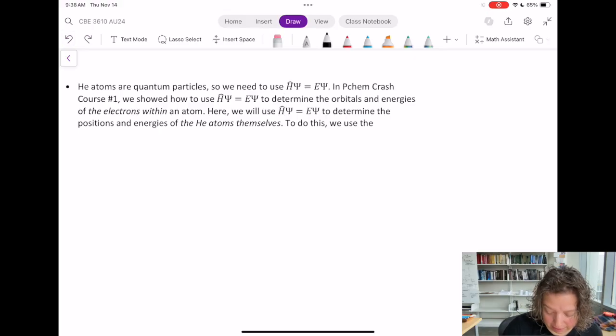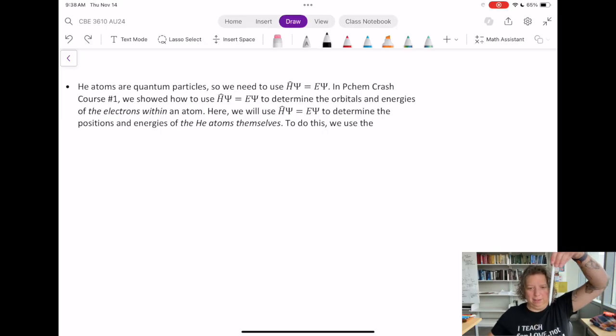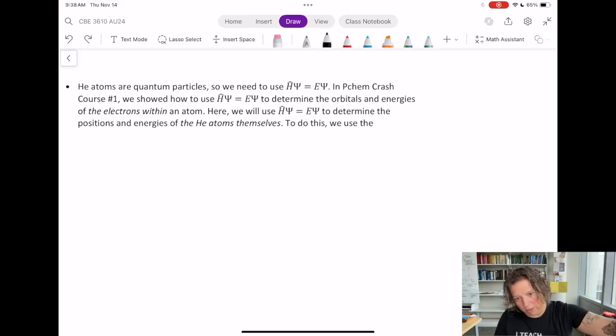This time, in the last example, we talked about using H psi equals E psi where the particles were the electrons within the atom. Here, we're going to use H psi equals E psi to describe the atoms themselves. So just like we can calculate the potential energy of, if I hold my pencil like this, the pencil itself, or maybe just the tip of the pencil, we can do the same thing using the Schrodinger equation on the helium atom. We can use it to describe the electrons within the helium or the helium atom itself. We can define the particle in whatever way we need.